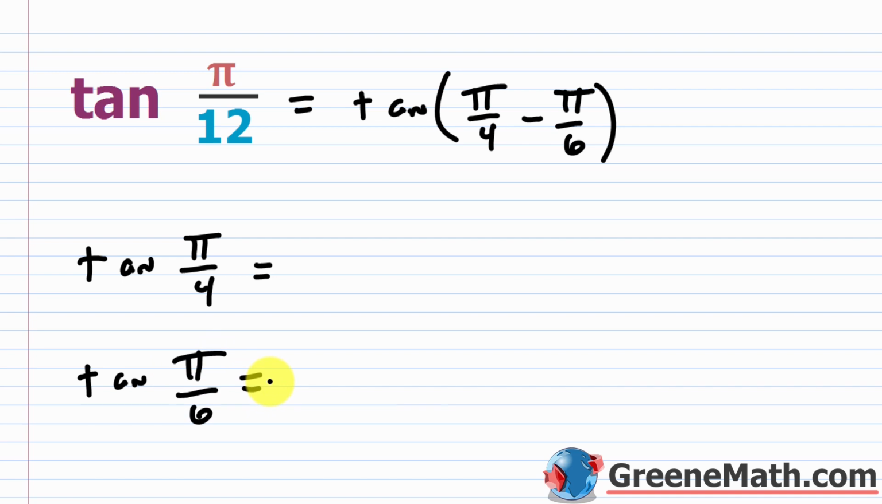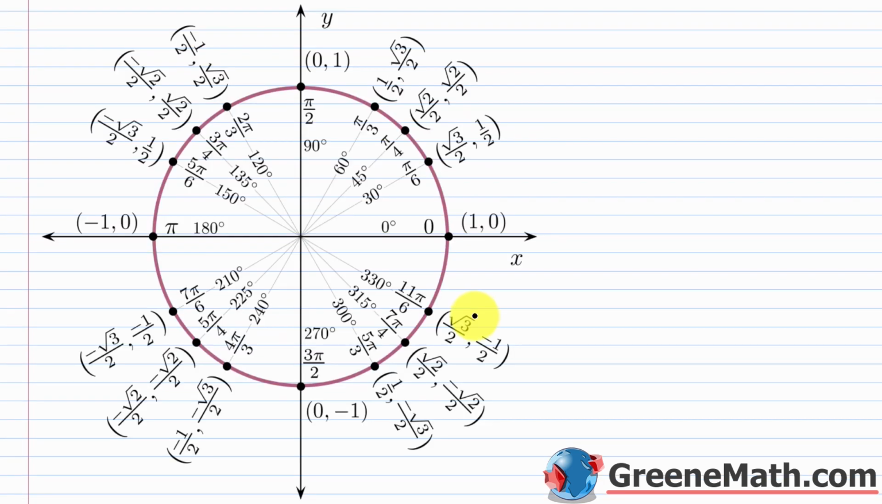I know some of you have this memorized, some don't. So let's just go back to the unit circle. If we're looking at our pi over 4, or 45 degrees, we have square root of 2 over 2 and square root of 2 over 2. So that means the cosine and the sine are the same. And basically, the tangent is the sine divided by the cosine. And since it's the same number, the same number divided by itself is going to give you 1.